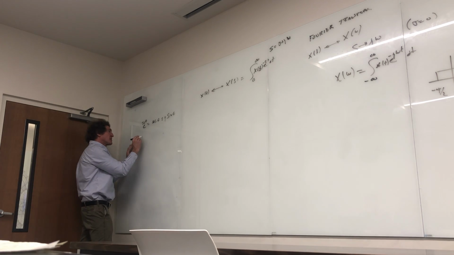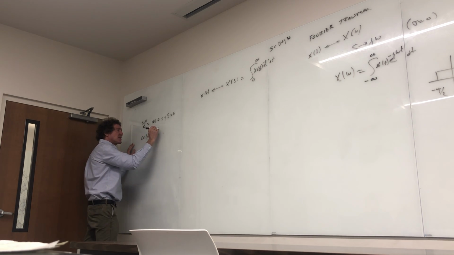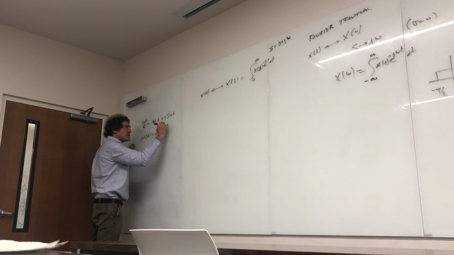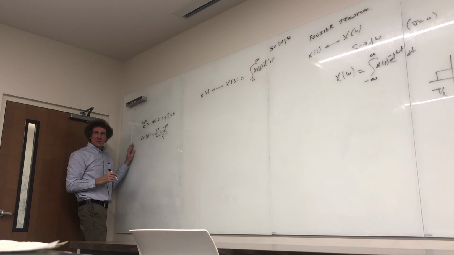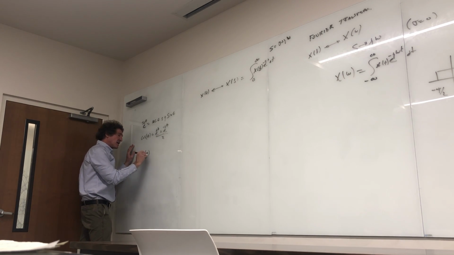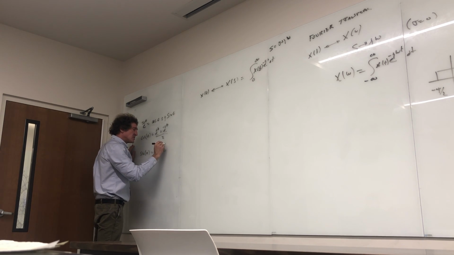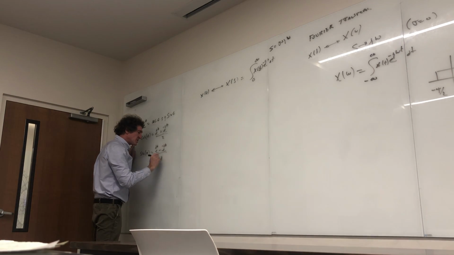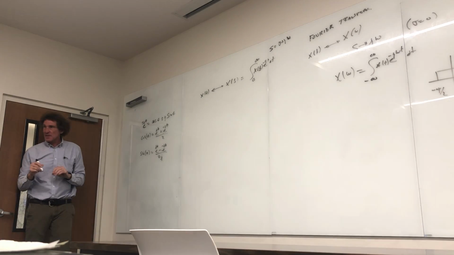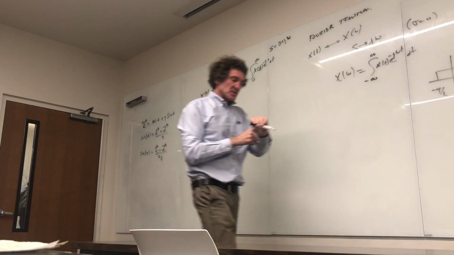The next one I like to put up is the cosine. Cosine of theta is e to the j theta plus e to the minus j theta, over 2. We use that all the time. Third one is sine of theta, equal to e to the j theta minus e to the minus j theta, over 2j. Remember, there's a j there. Agreed, class?